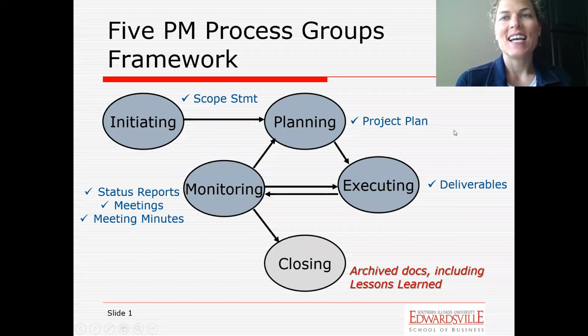Hey everyone. Today we're going to look at the last phase of the project management framework. So at this point in the phase, you should have a completed project.